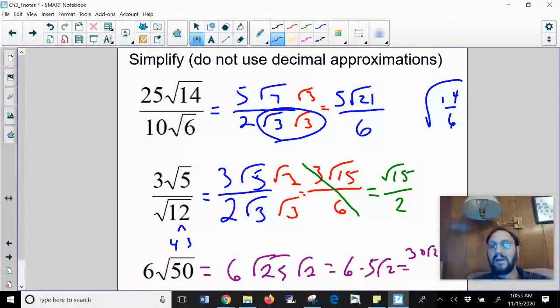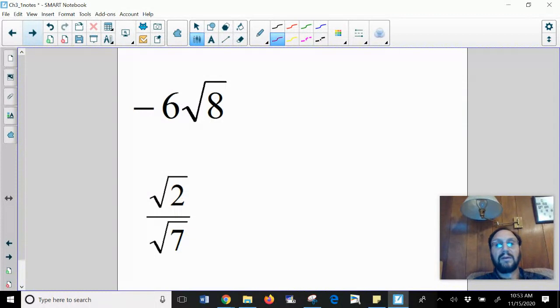All right, that's how we simplify radicals, the most common types. So you could try these if you want. If you want to pause and check these out, go ahead and pause now. All right, let's see what you got.